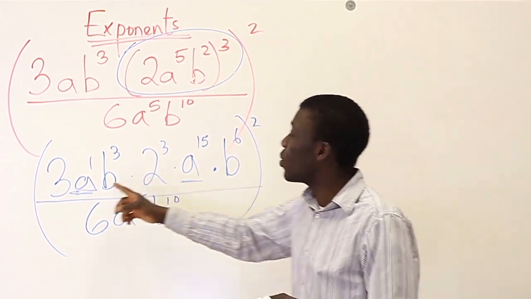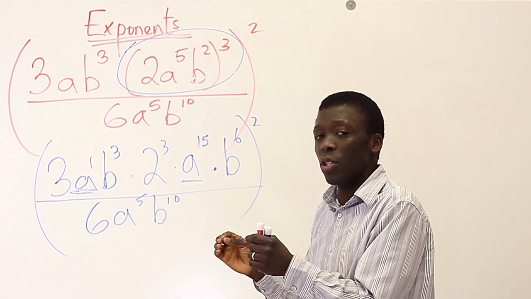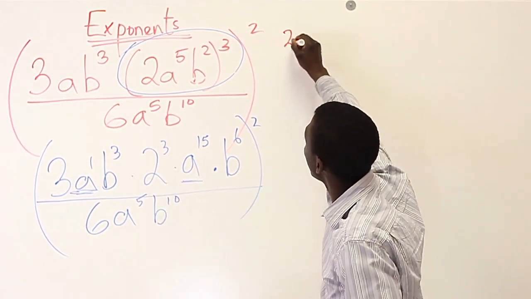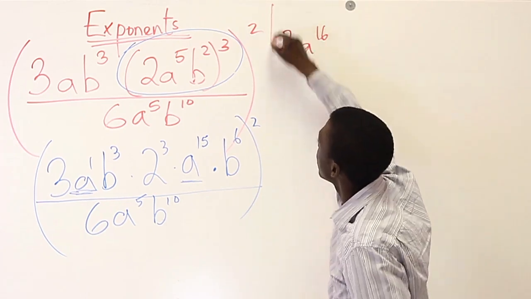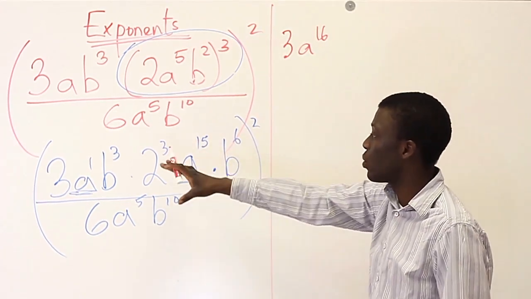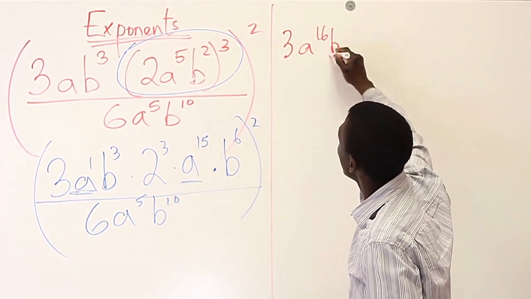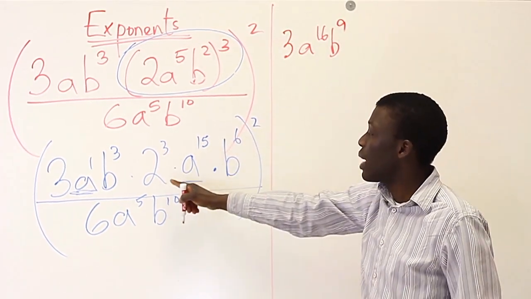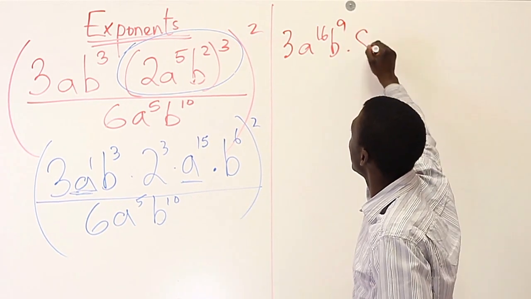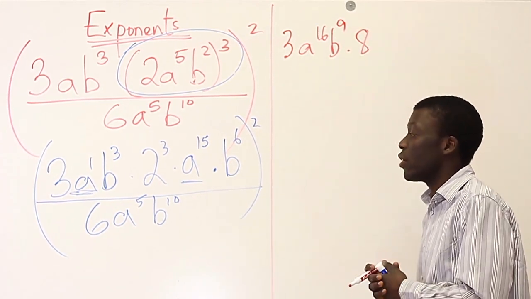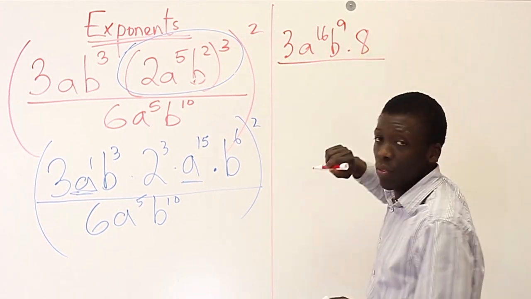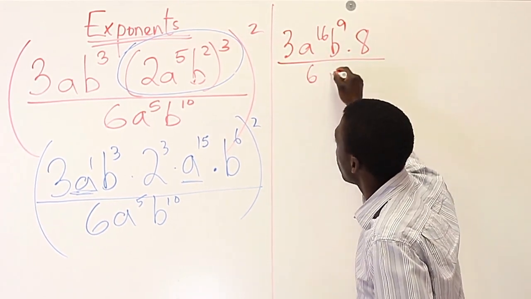So you can put those together using the commutative property of multiplication. You can move those a's next to one another. So now you have 3a to the 16th. Okay, we've put the a's, we've added those exponents. And then we have b to the third plus b to the 6th, so we have b to the 9th. And then you have that 2 cubed, which is 8. And so that takes care of the top for now. Now you can multiply the 8 times 3, which will give you 24. And we'll change that in the next one.